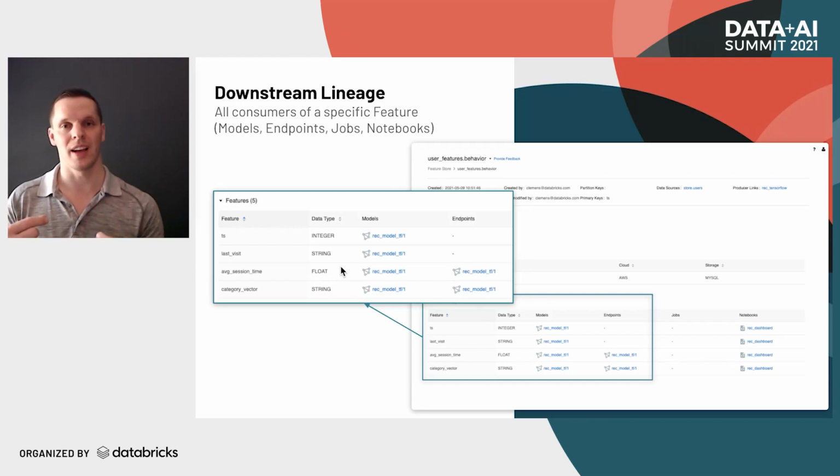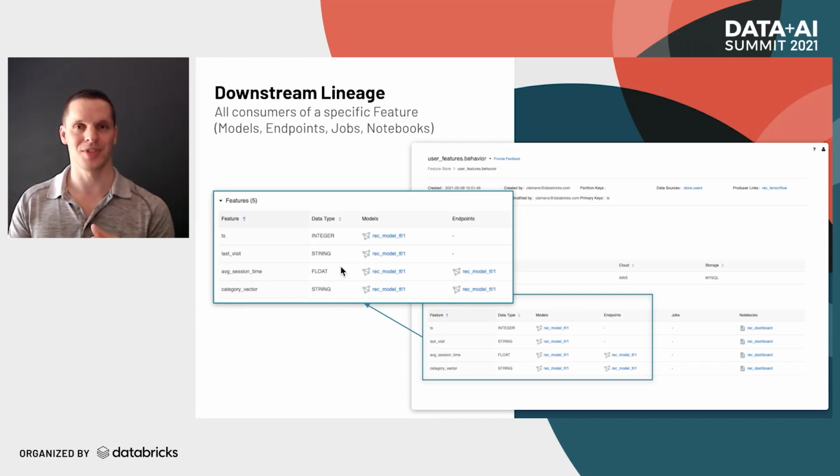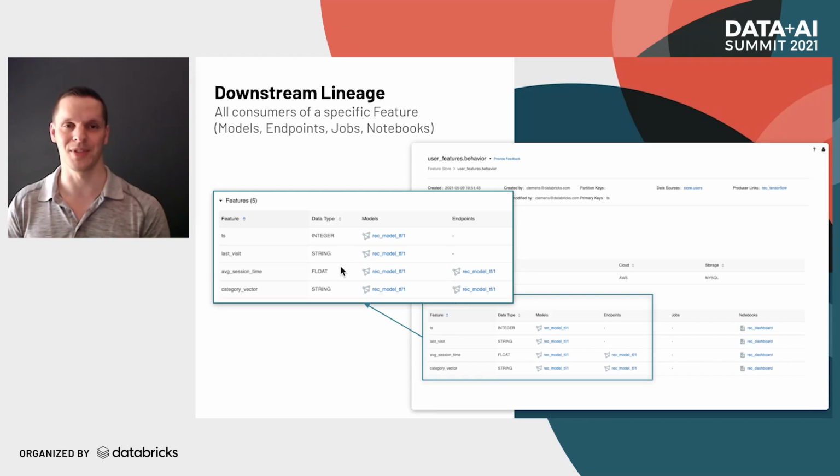But it also helps with answering questions such as, is it safe to deprecate a feature table? If you're planning to deprecate a feature table that still has consumers, probably you should first check on those consumers and see if it's okay to turn down those feature tables, because it will most likely break those consumers that rely on these features.